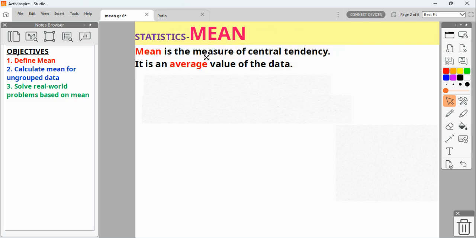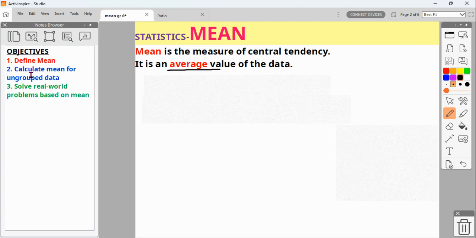When we talk about mean, we can say mean is the measure of central tendency, or it is an average value of the data. You have to remember this word, it is very important. Average value. Mean is the average value of the data.